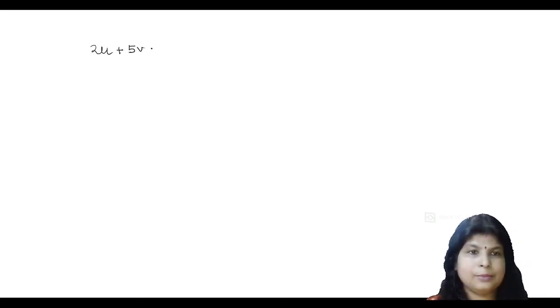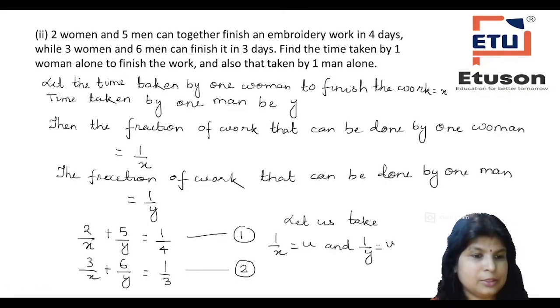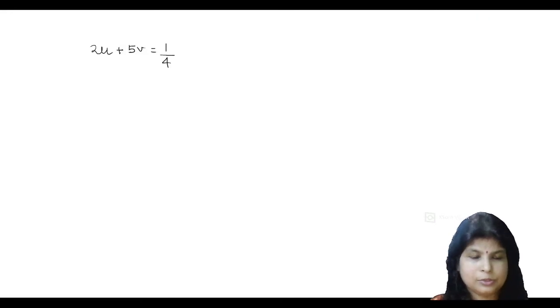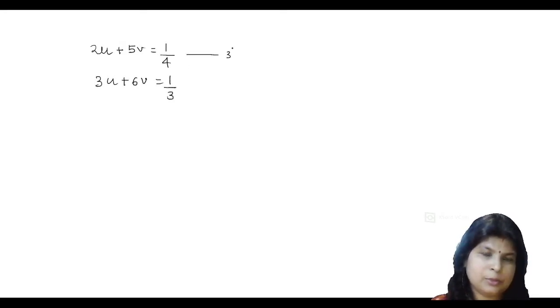That is, our first equation will be 2u plus 5v is equal to 1 by 4. Correct? Then what will be your second equation? Your second equation was 3 by x plus 6 by y is equal to 1 by 3. So your second equation will be 3u plus 6v is equal to 1 by 3. So this becomes your equation 3 and this becomes your equation 4.